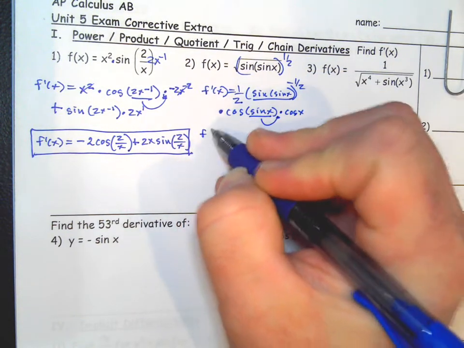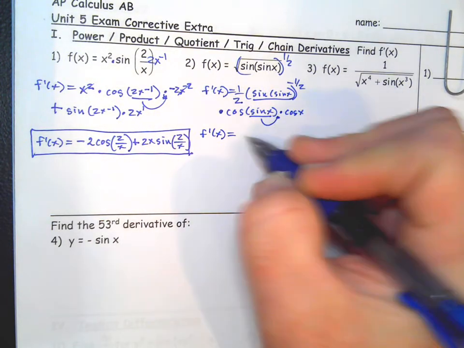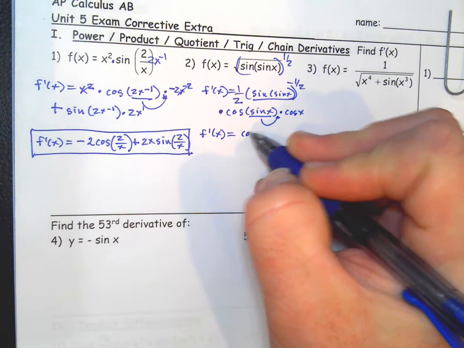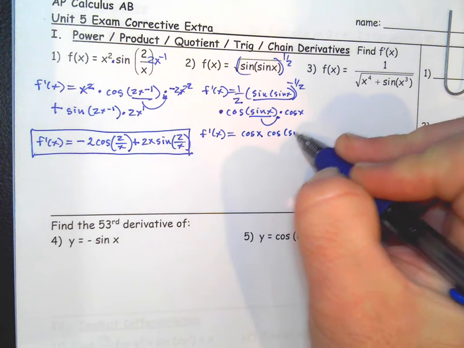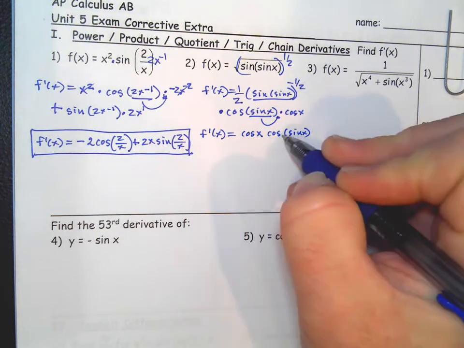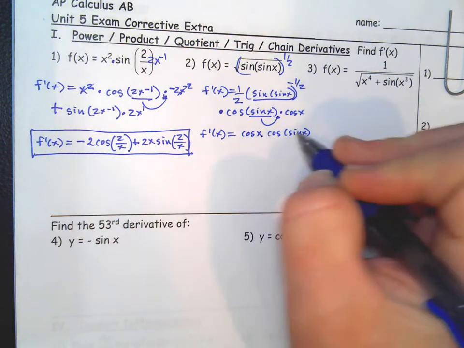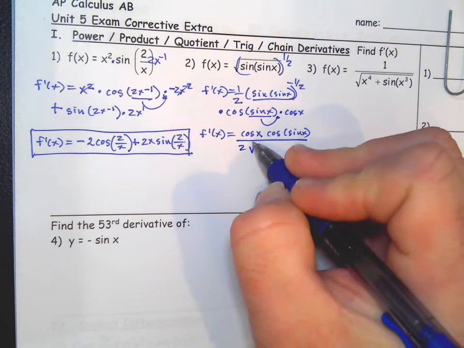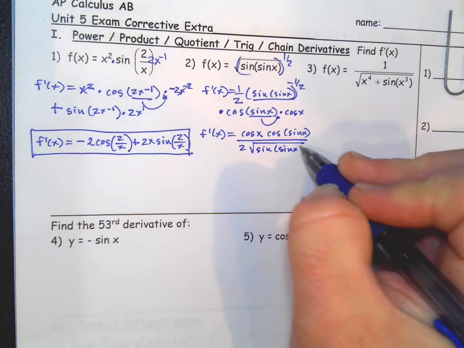Final answer, no negative exponents. This stuff's all going to be on the top. It just depends on what order you want to write it, but there's going to be a cosine x and then a cosine sine x. Some people are like, oh, this is cosine squared. No, it's not cosine squared. These don't have the same thing inside of them. Over 2 square root sine x. The same thing: sine x is not sine squared.